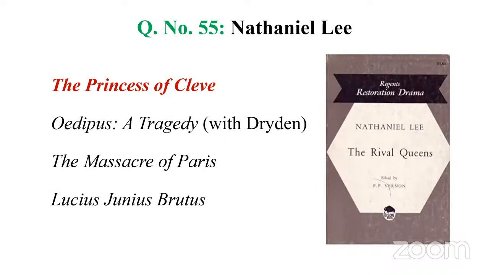So we got a question from Nathaniel Lee, Restoration tragedian. The Princess of Cleve was written by Nathaniel Lee, a famous Restoration tragedian known for his tragedies. He wrote a tragedy called Oedipus, together with Dryden. Then another work, The Massacre of Paris. Then Lucius Junius Brutus. But his most famous work is The Rival Queens. Okay. Next time, who knows, we may get a question from this. At least we can eliminate options.